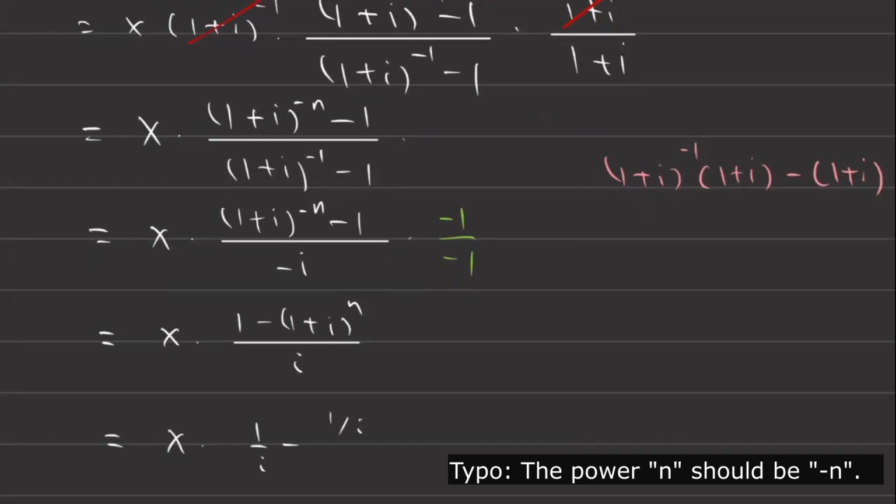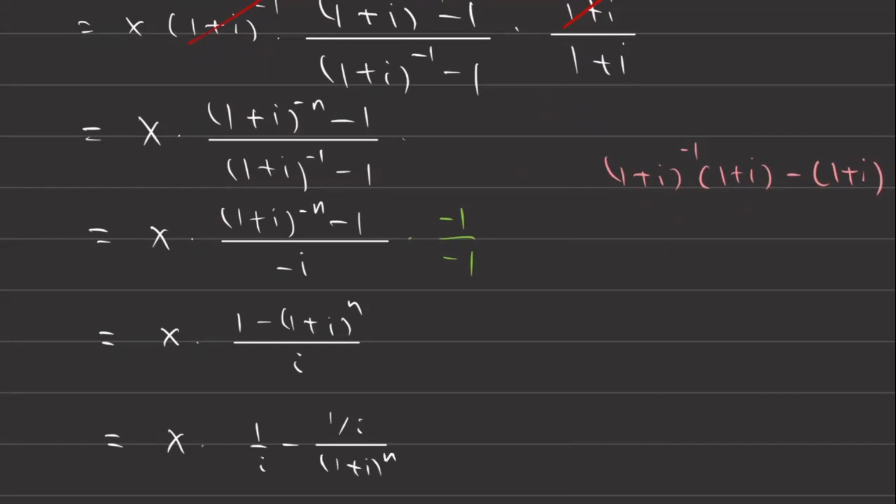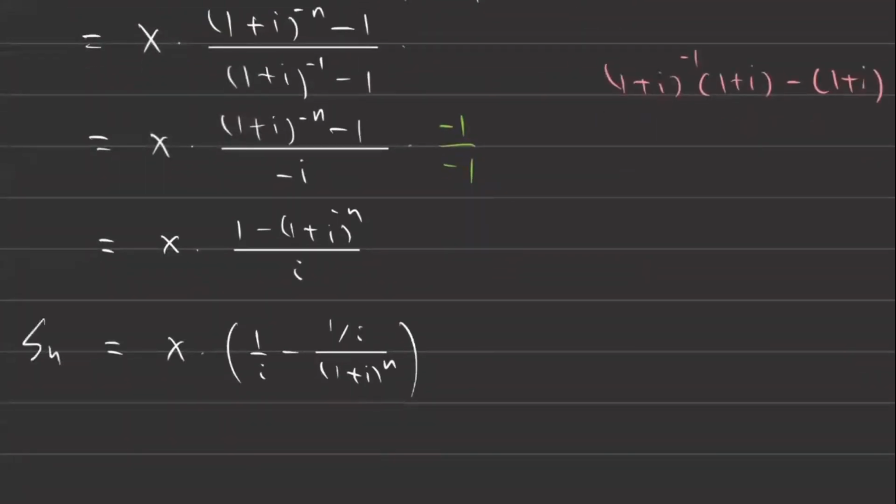And that gives us x times 1 over I, subtract 1 over I divided by (1 plus I)^n. And oh, I missed the minus sign here. And let's add a parenthesis. And there we go. That is the Sn if you have cash flow discounted back from the future to the present. Let's write that down as a box.